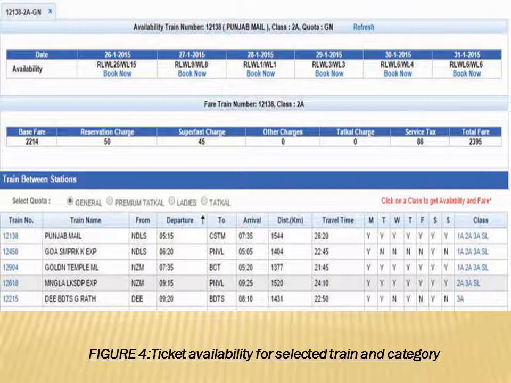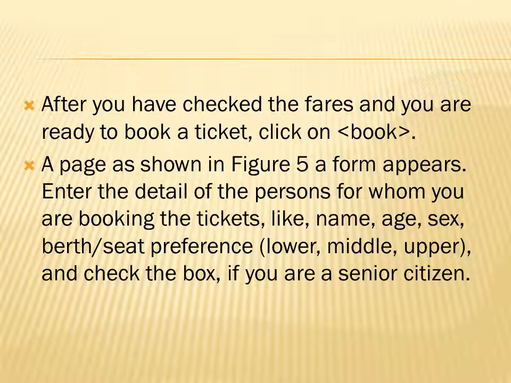It will also show you the details on 27, 28, 29, the dates after the one you have queried for. So this is the help that you get by using an online reservation ticket: you can come to know what the status is on the upcoming dates also. After you have checked the fares, you can then go to book a ticket.